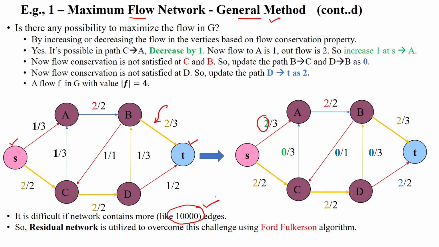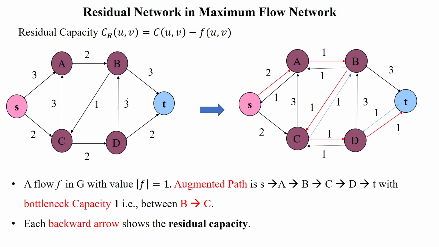So to avoid that, we have to go for constructing the residual network for the given problem statement. And for constructing the residual network, we can use the Ford Fulkerson algorithm. Here each and every edge has a residual capacity, which is represented as C subscript R of the two vertices U and V, equal to the given capacity, the edge weight between the two vertices U and V, minus the flow between those two vertices U and V.